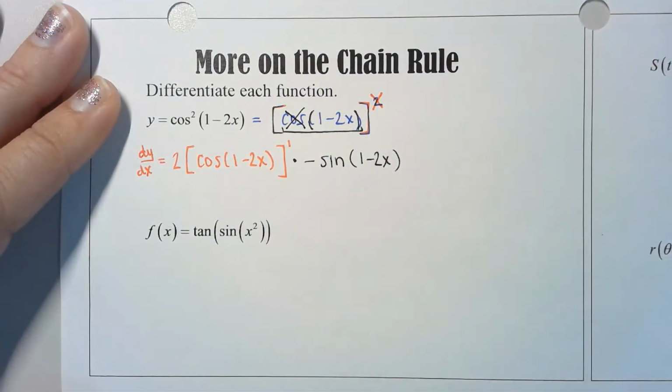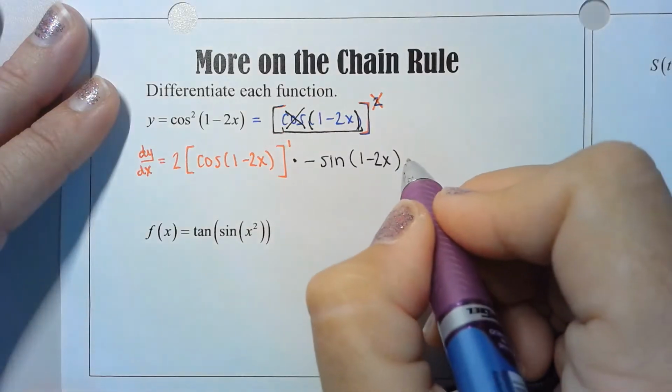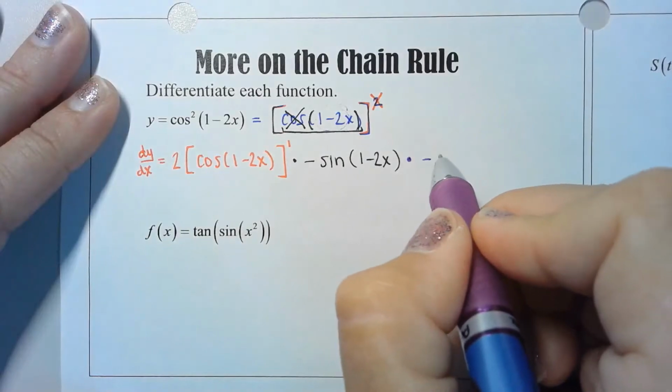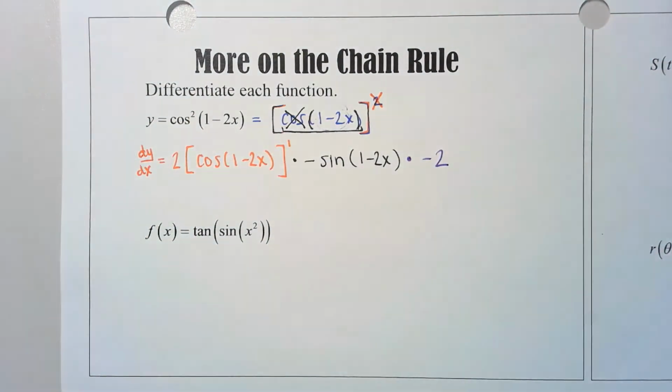Notice we're doing one thing at a time. And then the last thing I need to do is multiply by the derivative of what's left, and the derivative of the inside is negative 2. So chain rule, 2 chains, 2 steps.